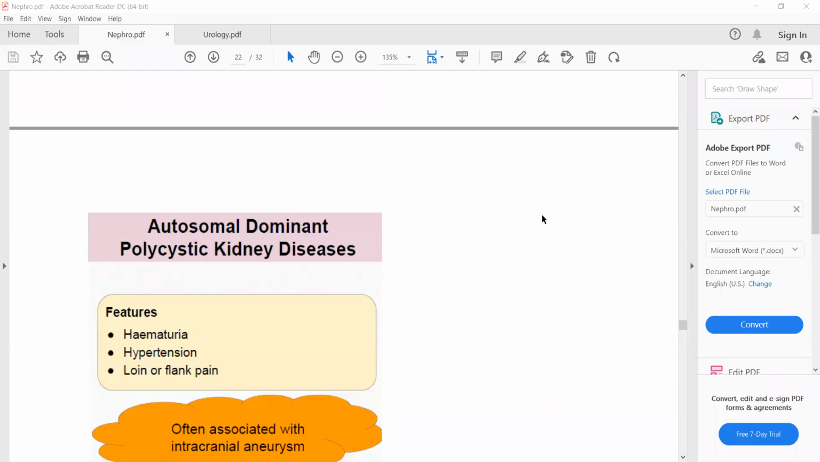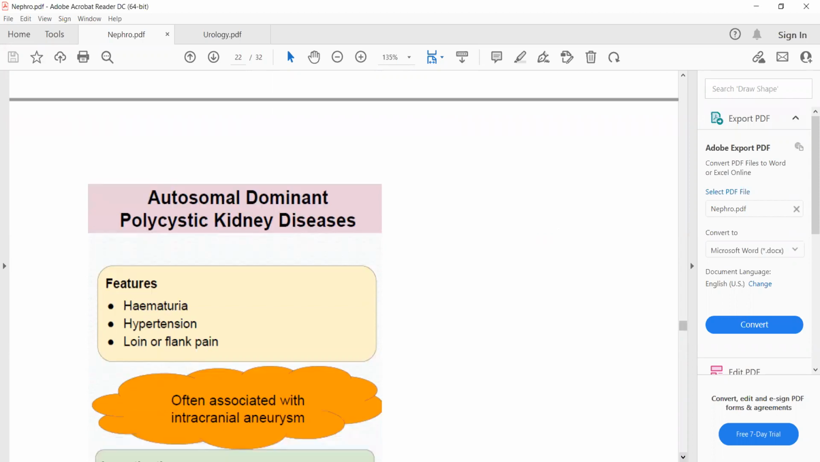Now, our first topic for today is autosomal dominant polycystic kidney disease, ADPKD. Autosomal dominant polycystic kidney disease.